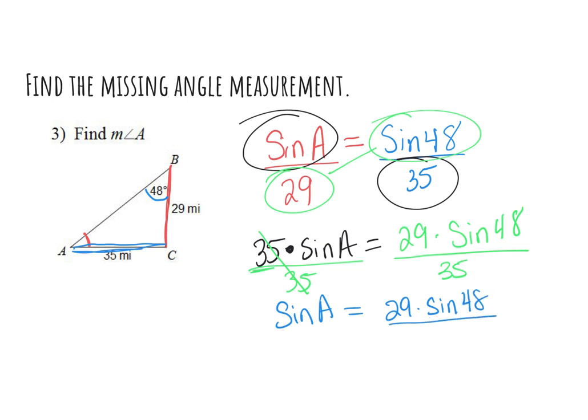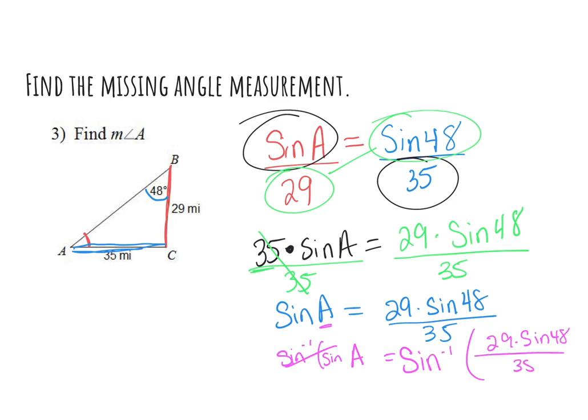Now we have to remember, what do we want when we're trying to find an angle measure? Well, we want A to be by itself. So that means I need sine inverse, because technically sine inverse and the sine will cancel each other out and I will just be left with angle A. But what you do on one side, you do on the other. So sine inverse of this entire fraction, 29 times the sine of 48 over 35.